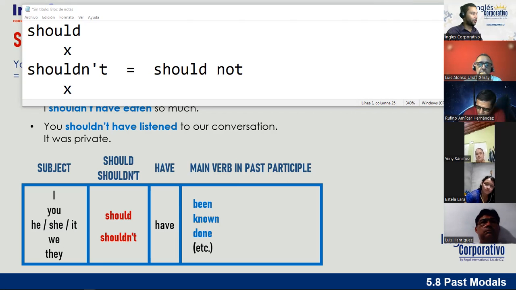This is what we call perfect modals. How many people are there here today? 13. Okay, that's a good number.